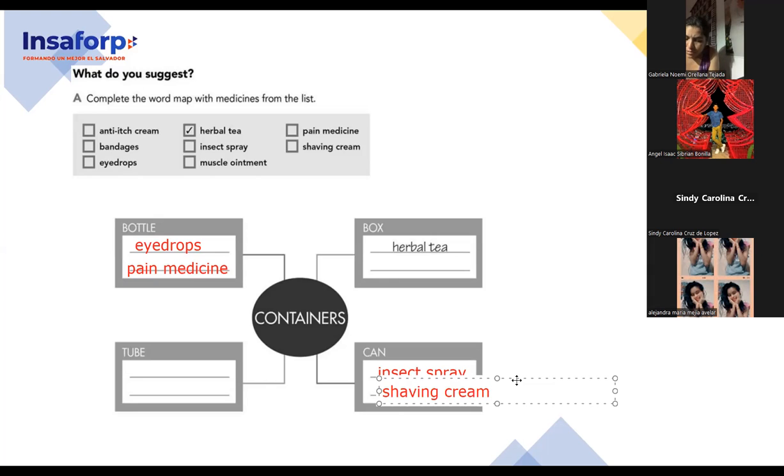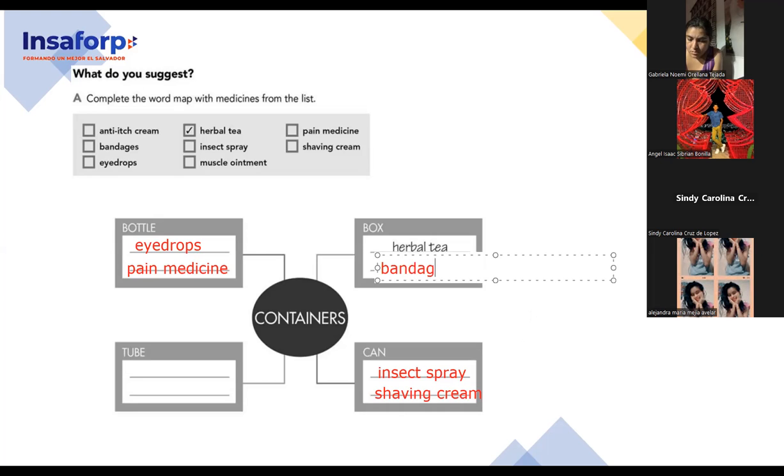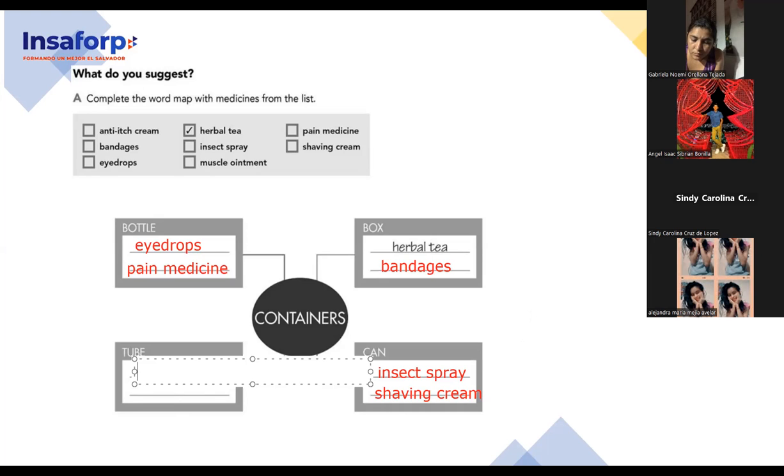What about with box? Bandages. Oh, bandages. Very good. Let me see. No mistakes. What about tube? I have a tube, like YouTube. Okay, tube. Anti-itch cream. Very good. Anti-itch. Oh, I'm sorry. It's a dash. Muscle ointment. Oh, yes. Muscle. Very good. Thank you so much. Ointment. Okay. I think I did it right. Let me see. No, I'm missing the letter N. Ointment. Very good. Yes, ointment.